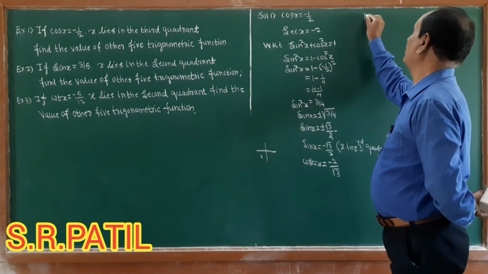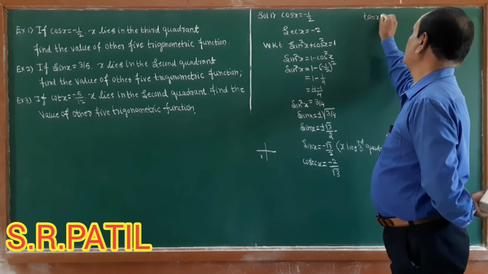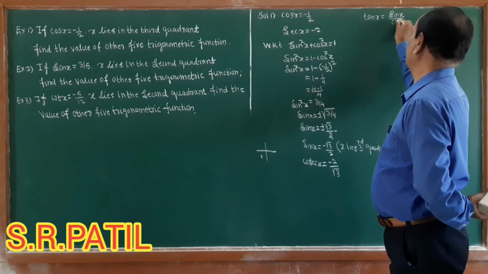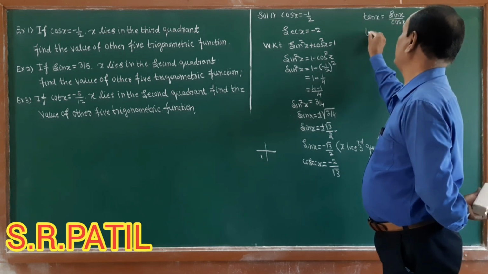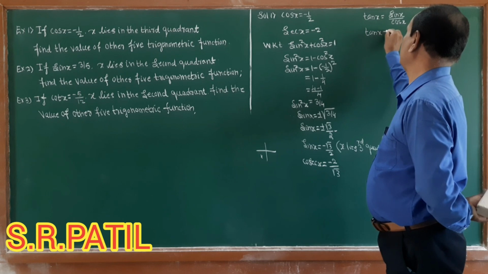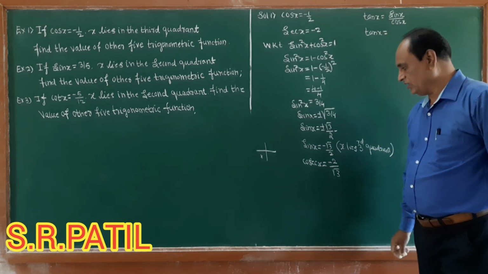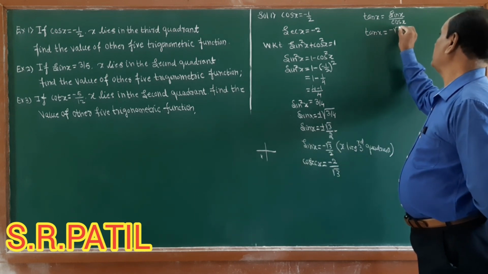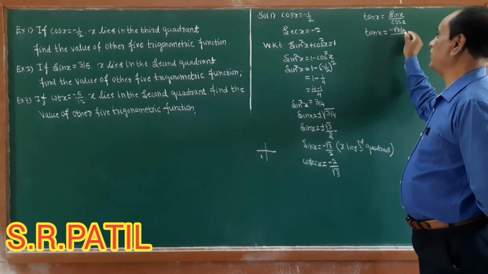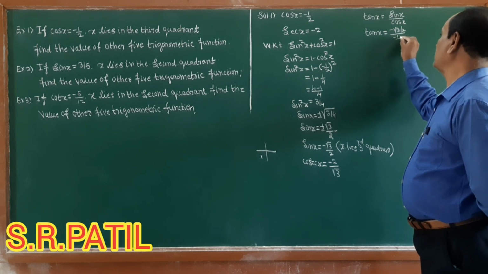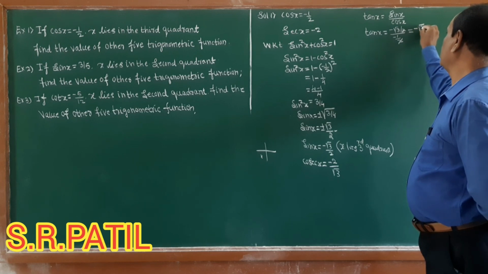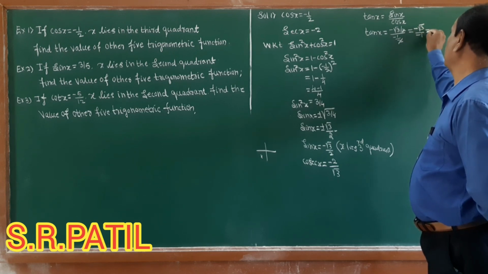We know the formula: tan x is equal to sin x divided by cos x. Therefore, substitute the value of sin x, which is minus root 3/2, and this whole is divided by cos x, which is minus 1/2. The 2 gets cancelled. Simply minus root 3 divided by minus 1. Totally it is positive root 3.